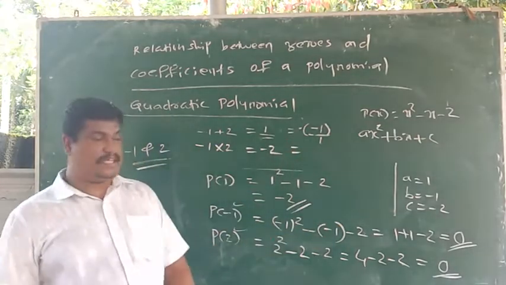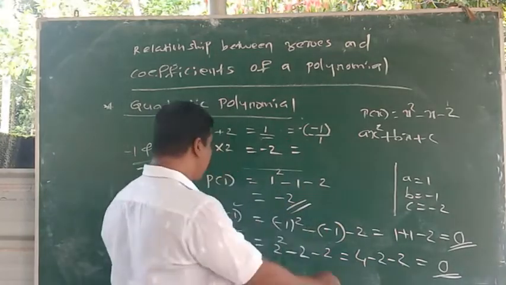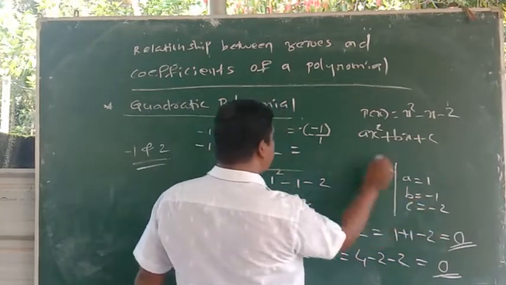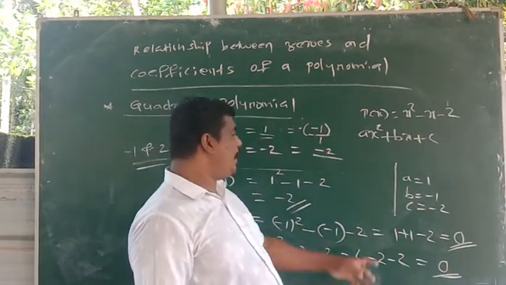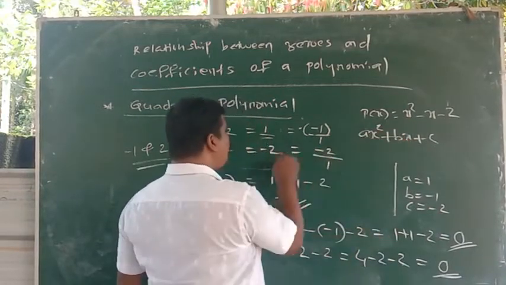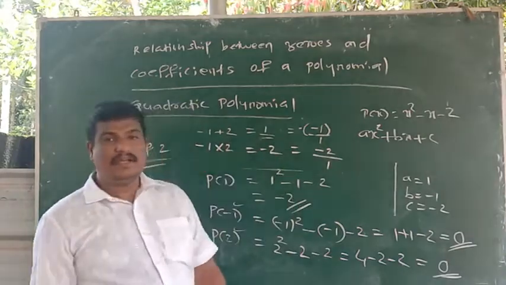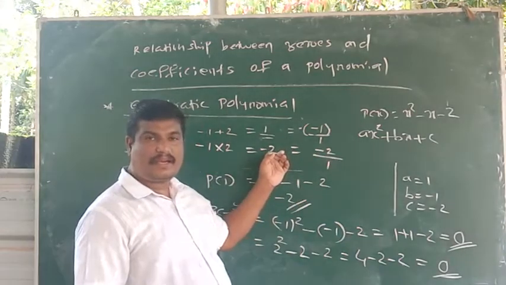The coefficient relation is the constant term. What is the constant term? The constant term is minus 2, divided by the coefficient of x square. What is the coefficient of x square? It is 1. Both are the same: minus 2 by 1, which is minus 2. Okay, clear? Both are the same.